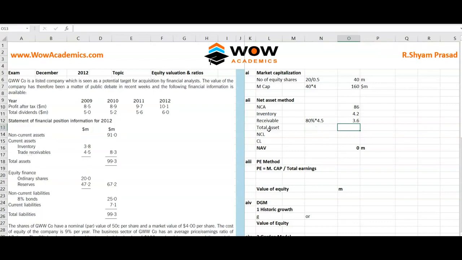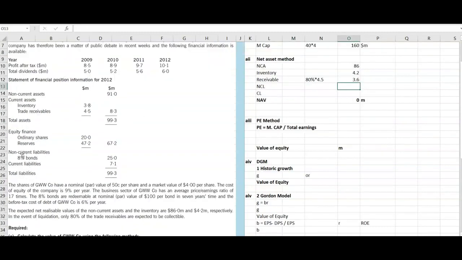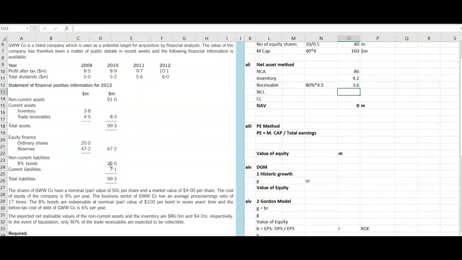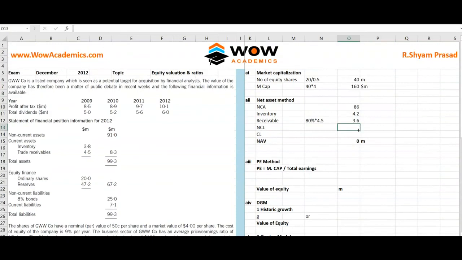If we want, we can keep it, or we can also delete it if we don't want. So the non-current liability will be 25 and the current liability will be 7.1. So we can take those numbers. Current liability is 25, so we'll take it as a negative number, and this will be 7.1. That will be in dollar amounts. So NAV method is $61.7 million.